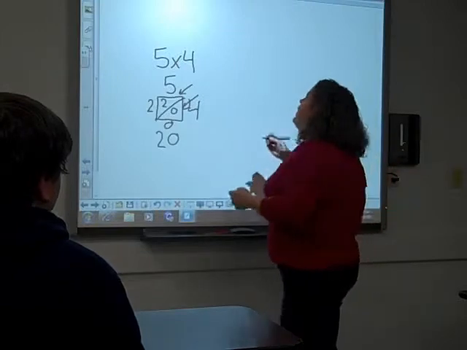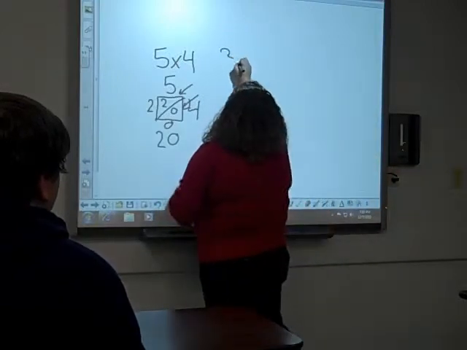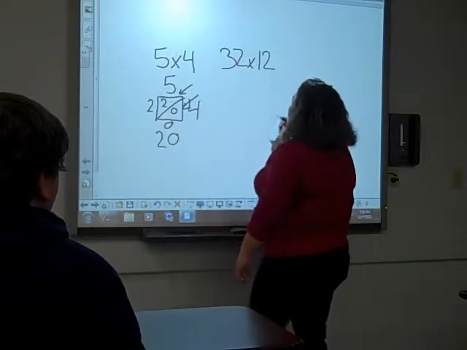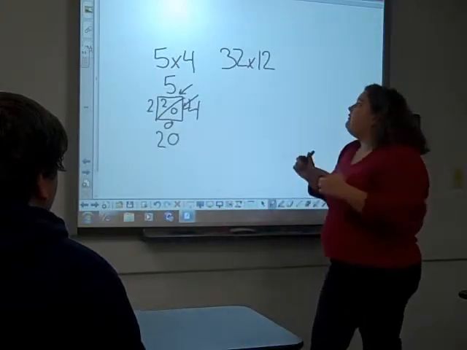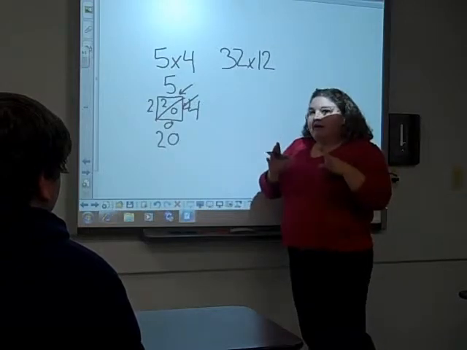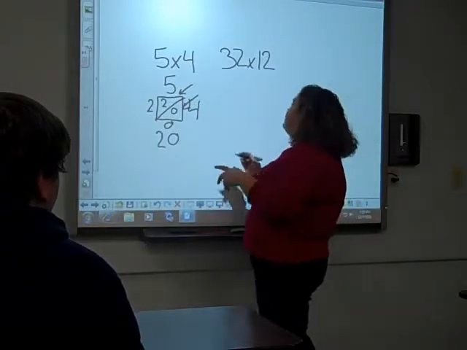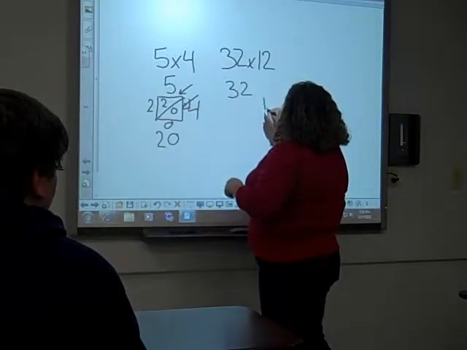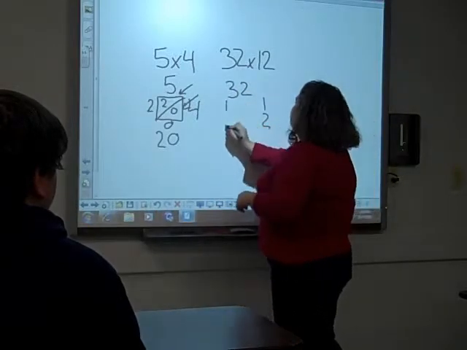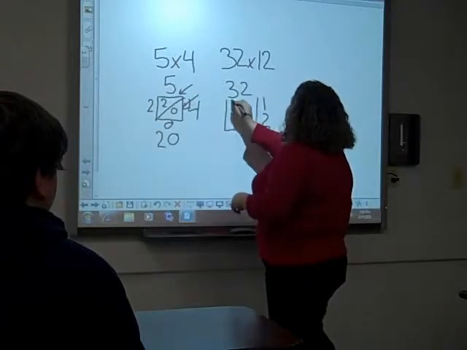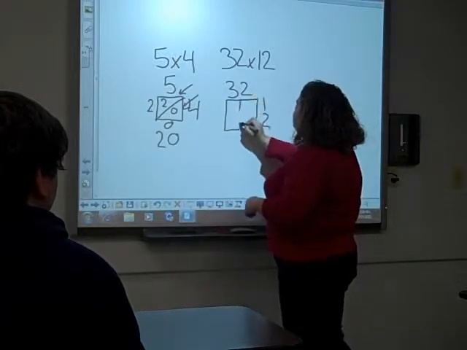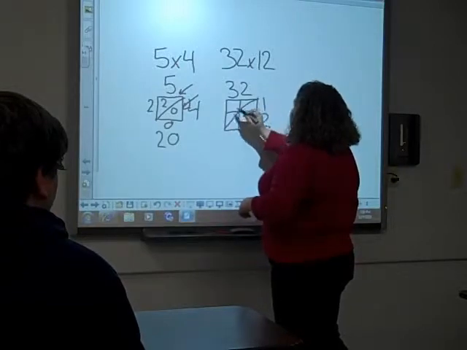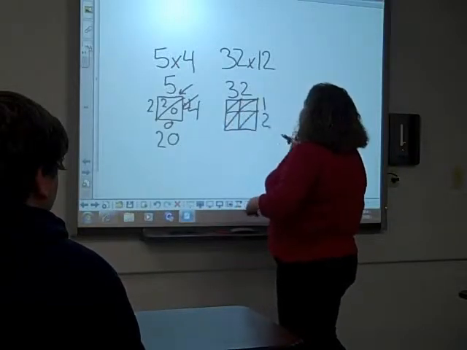Now, this might not be very helpful when you're doing that, but it is helpful when you're doing bigger numbers. Let's do 32 times 12. We're going to have a square for each number. So we have 32, and you have 12. So we're going to have 4 squares, seeing that we have 4 numbers. And don't forget to add your diagonals.